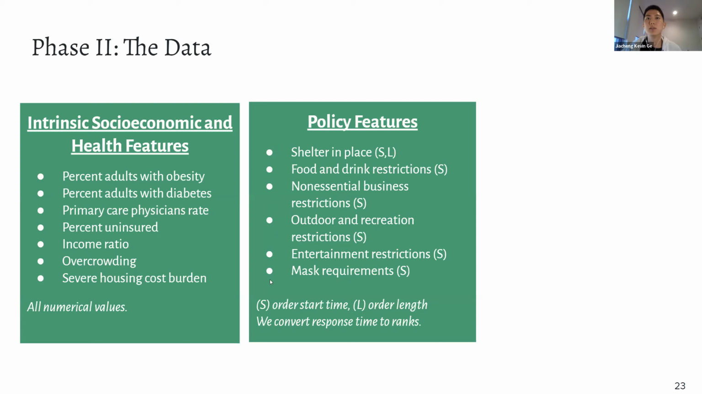If the county did not have a listed feature, then we use the state level order start date as a substitution. But it also could be that the state has never imposed such a restriction. So we convert all the response dates to ranks and give the counties with NA start date the biggest rank. For the shelter in place order specifically, we also include its duration and give the rank.